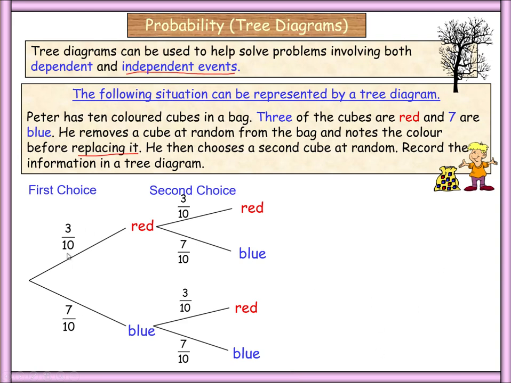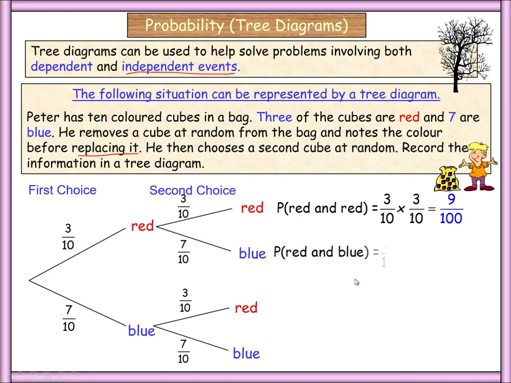Now we can work out the probability of choosing a red on the first go and then a red on the second go. So red and a red by multiplying. Because it's and, we multiply. So 3 out of 10 times 3 out of 10, 9 out of 100. Chance of choosing a red on the first go and then a blue will be 3 out of 10 times 7 out of 10, which is 21 out of 100.